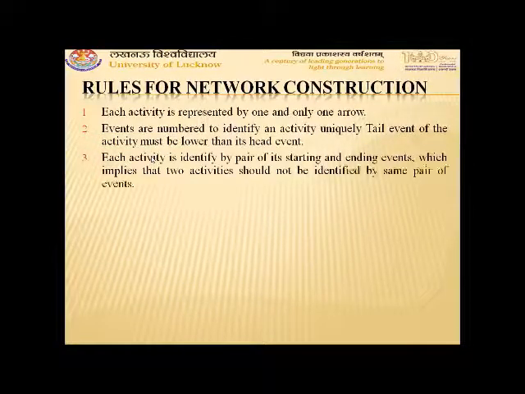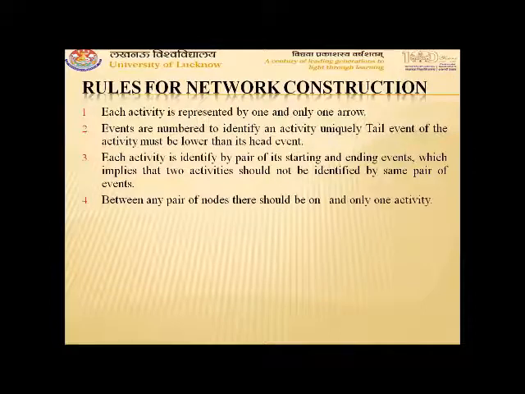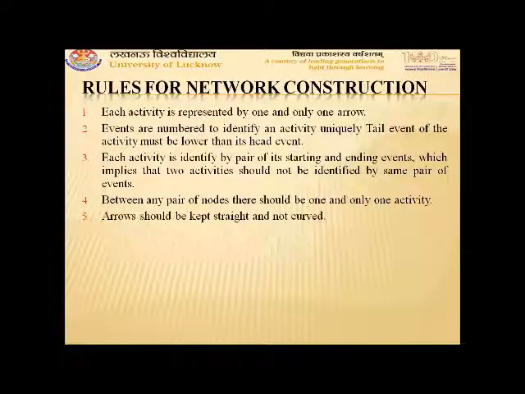Each activity is identified by a pair of its starting and ending events, which implies that two activities should not be identified by the same pair of events. Between any pair of nodes, there should be one and only one activity. Arrows should be kept straight and not curved. But if required, we can bend them, but we cannot represent them as curved.